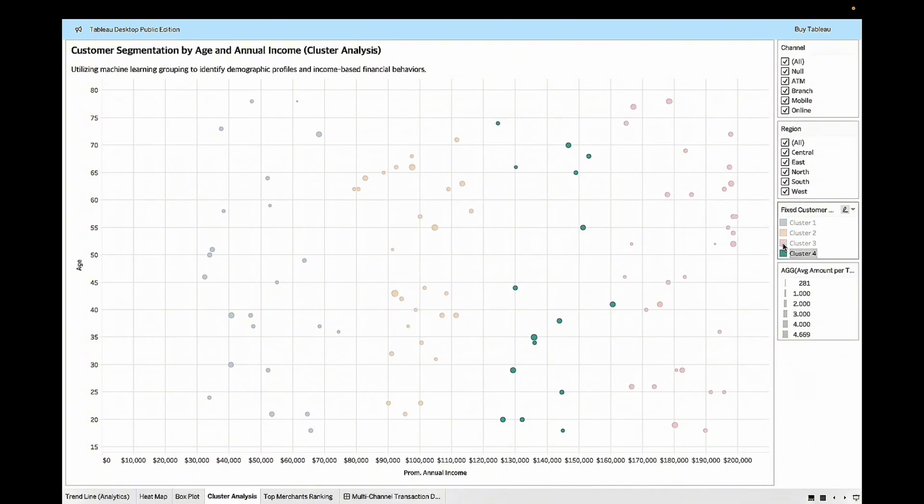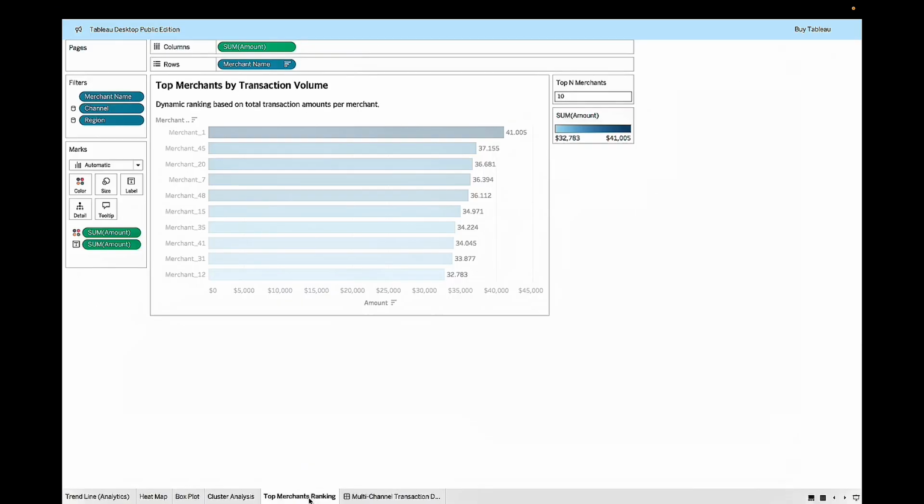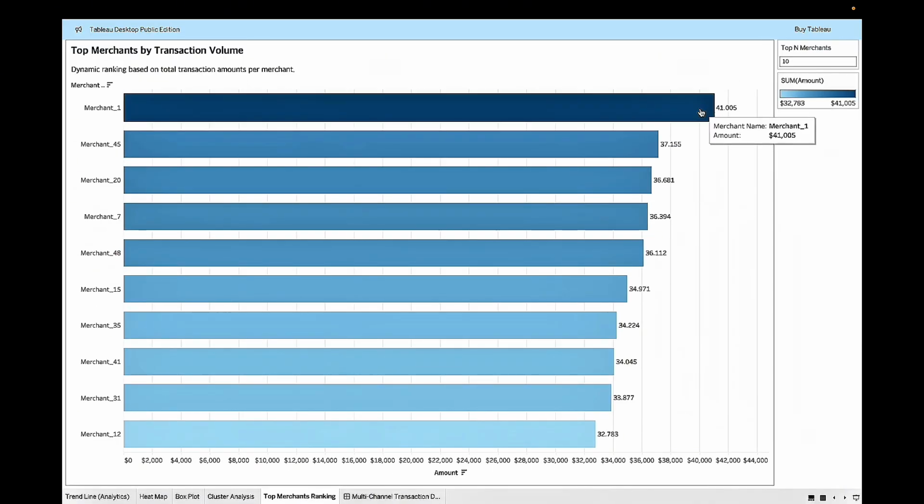Finally, the last question states, is there commercial dependency? The top-N ranking shows that there is leadership, but not extreme concentration. Therefore, the risk of dependency is moderate. The recommendation is to maintain the current balance and strengthen the relationship with the top merchants.